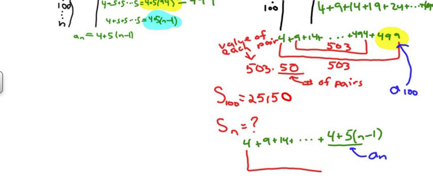So we can go ahead and pair these up. And that's going to be, the first term is 4, plus the last term is 4 plus 5 times n minus 1. Let's look again where that came from.